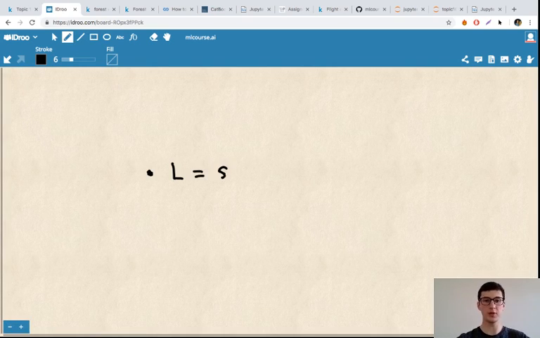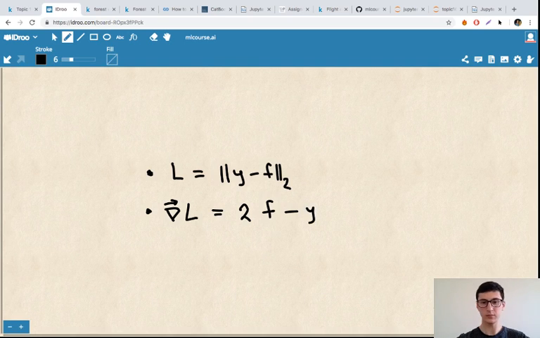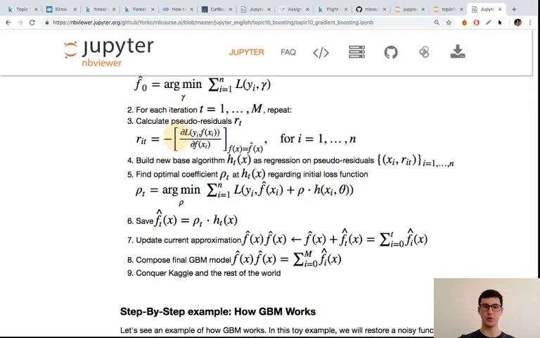Okay, so we started with a loss function as just standard error, L2 distance. And we derived the gradient of this loss function, 2 times f minus y. And you see, in our gradient boosting scheme, we are going to calculate these residuals, which are equal to the anti-gradient. So if we put minus here, we'll have y minus f. And then we'll train the next algorithm with this target.